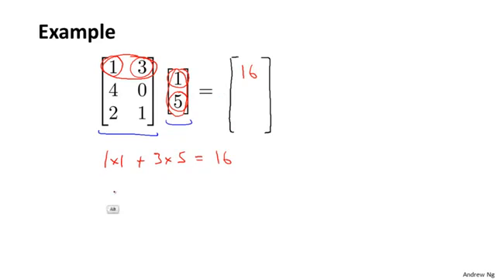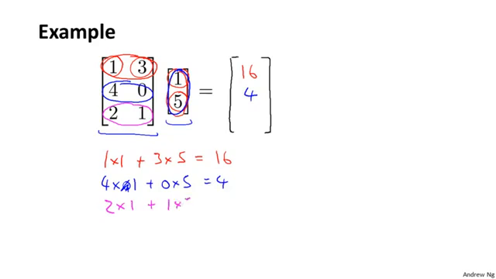Then for the second element, I'm going to take the second row and multiply by the vector. So 4 times 1 plus 0 times 5, which is equal to 4. So 4 there. And finally, for the last one, I have 2 times 1 plus 1 times 5, which is equal to 7. And so I get a 7 over there.